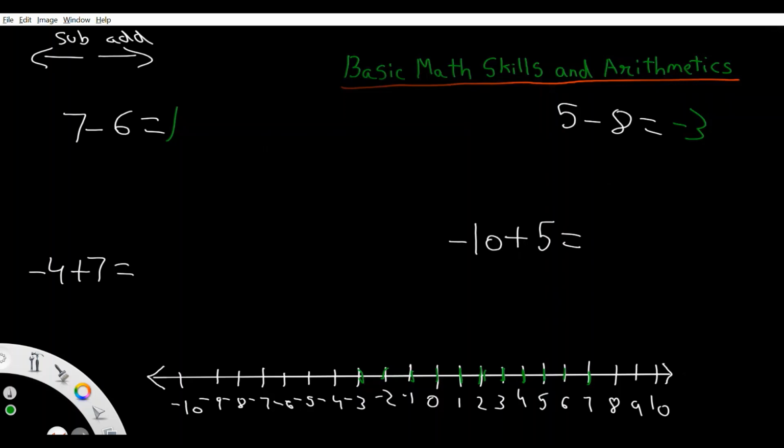What about negative 4 plus 7? So this time you start at negative 4 and you move 7 spaces to the right hand side because you're adding them. So you start at negative 4 and 7 spaces to the right hand side is 1, 2, 3, 4, 5, 6, 7. Positive 3. What about negative 10 plus 5? So you start at negative 10 and you move 5 spaces to the right hand side. So you end up at 1, 2, 3, 4, 5. You end up at negative 5.